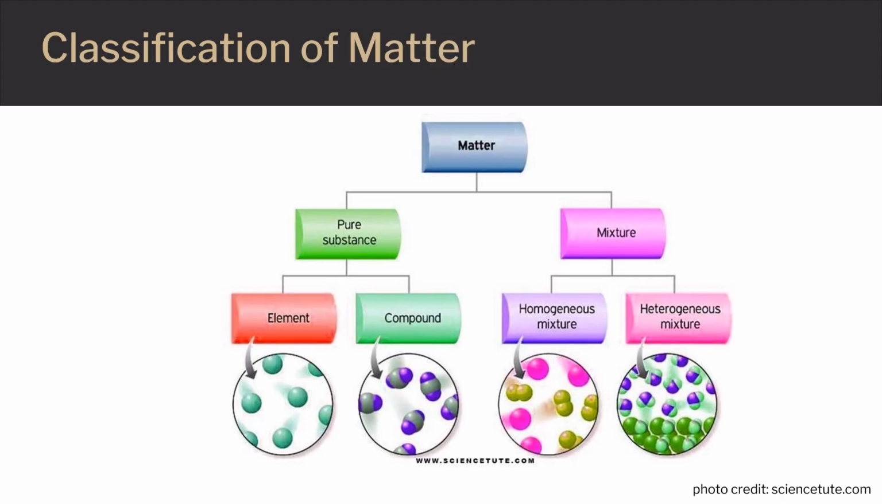Matter can be classified into a pure substance or a mixture. Pure substances can be divided into elements and compounds, and a mixture is divided into a homogeneous mixture or a heterogeneous mixture.